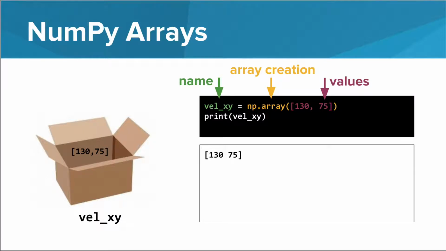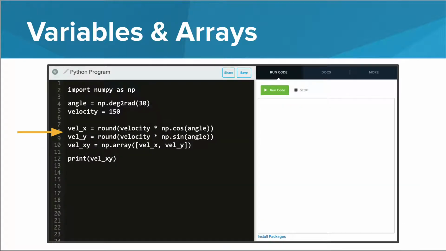Let's integrate this into our last program. First, we calculate each component. Then, we create the array with both components as the values, and print the final component array. Already this is super helpful because if we want to do the same thing for a different vector, all we have to do is change the values for angle and velocity, and everything else automatically calculates and prints.